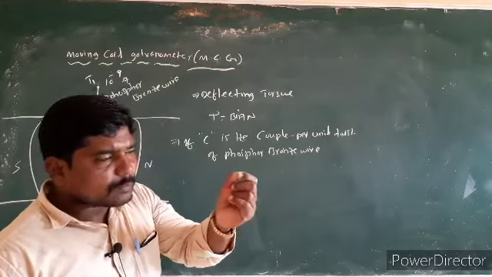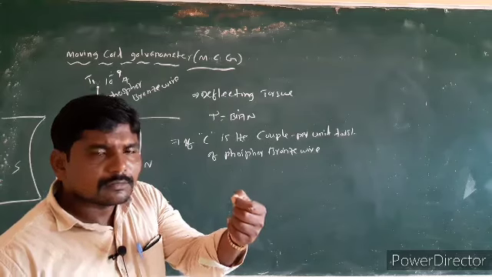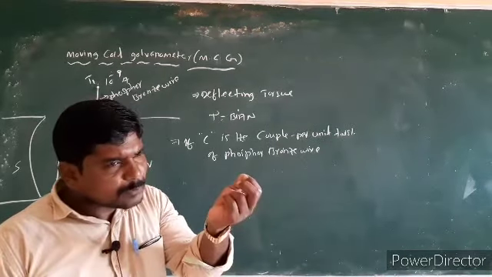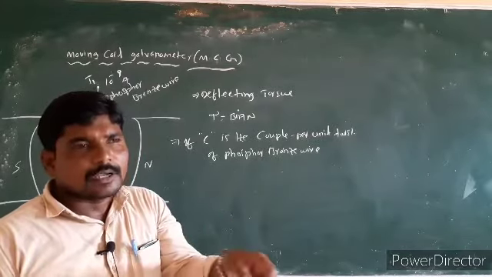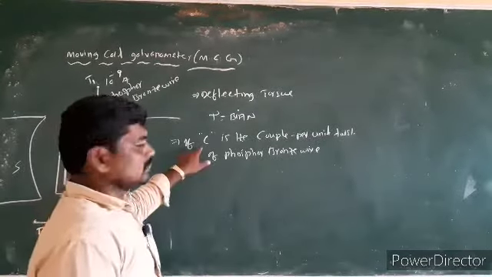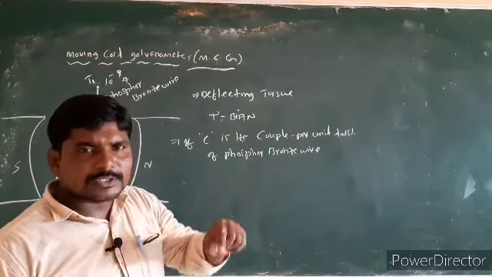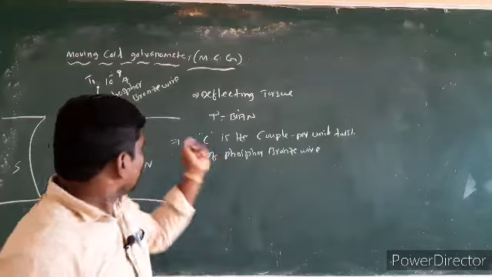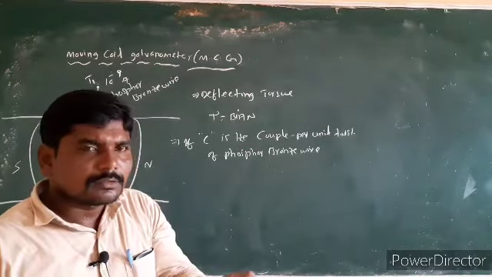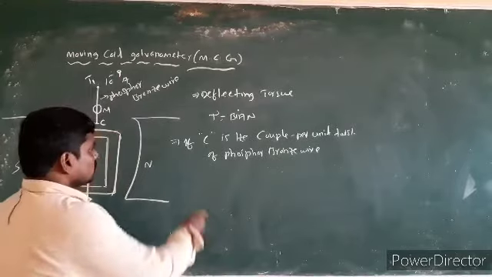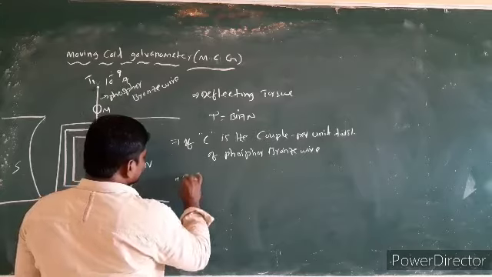If the wire is twisted by 1 degree, the restoring torque is C into 1. If it is twisted by 2 degrees, the restoring torque is 2C. Per degree, the torque is C. 1 degree means C into 1, 2 degrees means 2 into C. If the wire is rotated by 3 degrees, the restoring torque is 3 into C, like that.